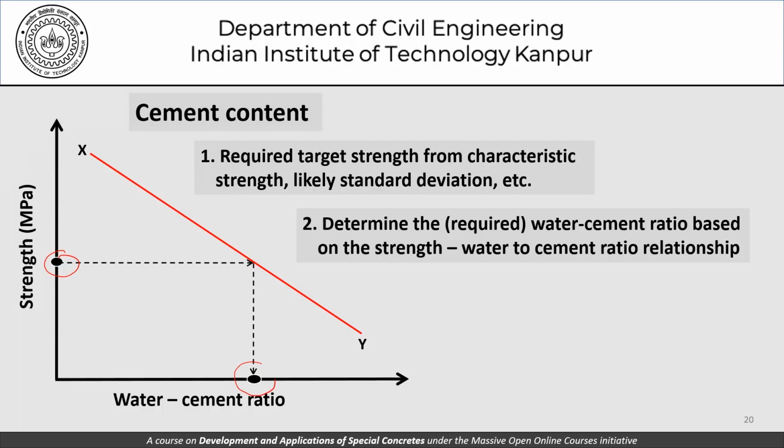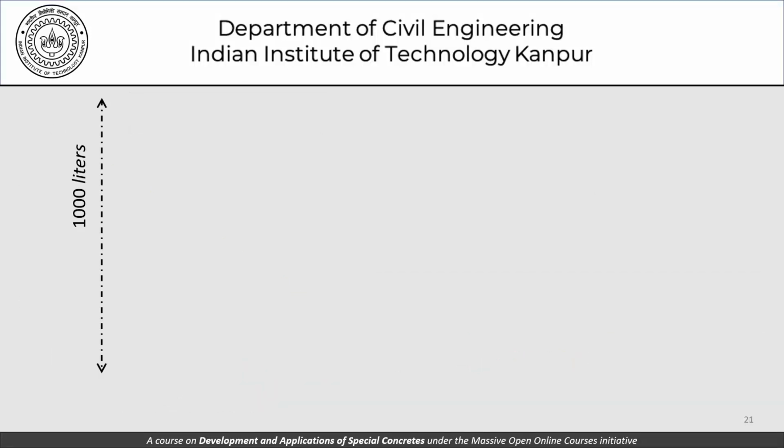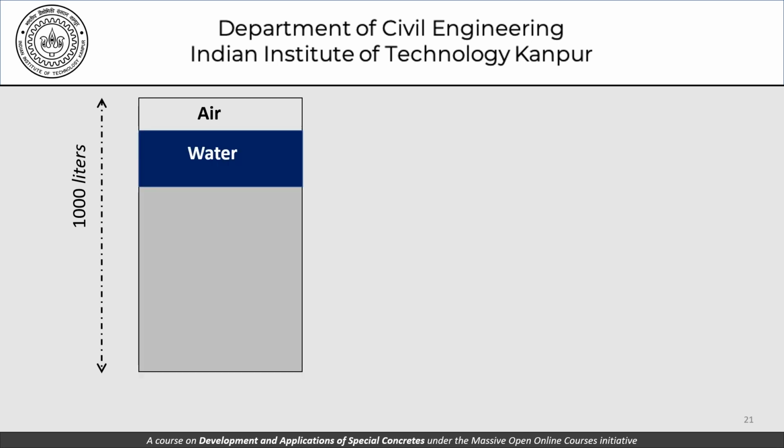And find the cement content by mass and find the volume of cement as a next step using its specific gravity. Remember that water cement ratio is given by mass. So we already know the amount of water from our workability considerations. We now find out the cement content from the water cement ratio considerations, which means now that air was known, water was known, and now cement is also known. The rest of it is yet to be fixed.